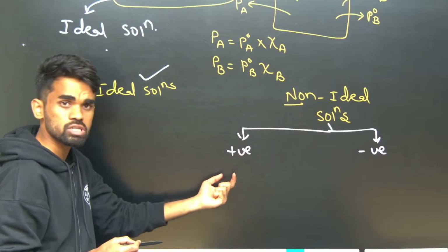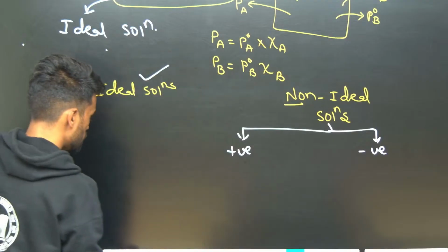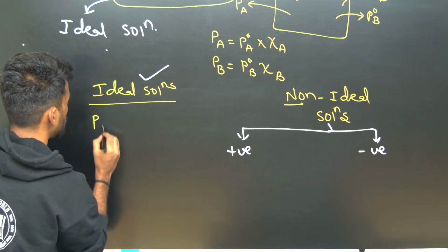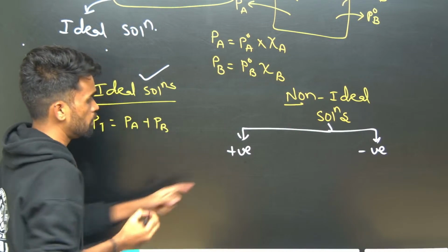So what I told you: if they follow Raoult's law, they are ideal, if not, non-ideal. Non-ideal solutions are again positively deviated solutions and negatively deviated solutions. Now Raoult's law has P total equals PA plus PB. This is followed here.